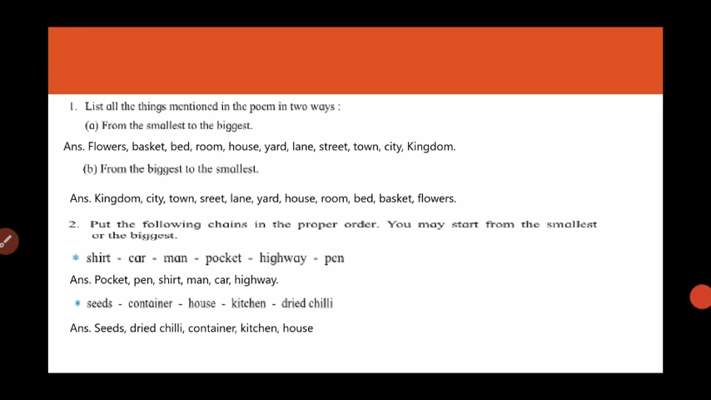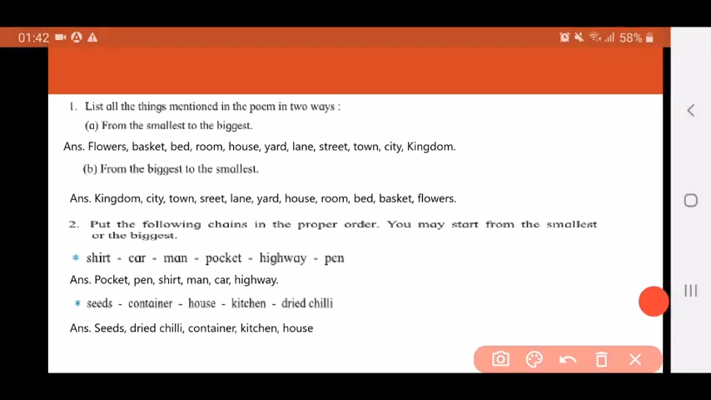List all the things mentioned in the poem in two ways. First, from the smallest to the biggest. So smallest was flowers and biggest was kingdom. So let's list them in an order. Flowers, basket, bed, room, house, yard, lane, street, town, city, kingdom.